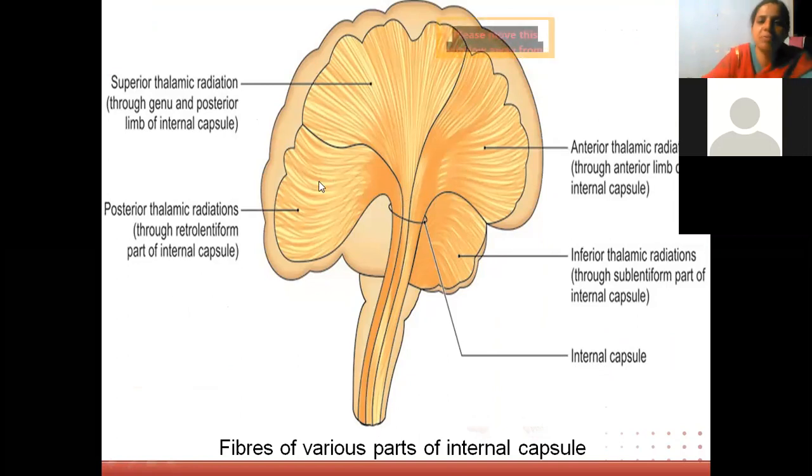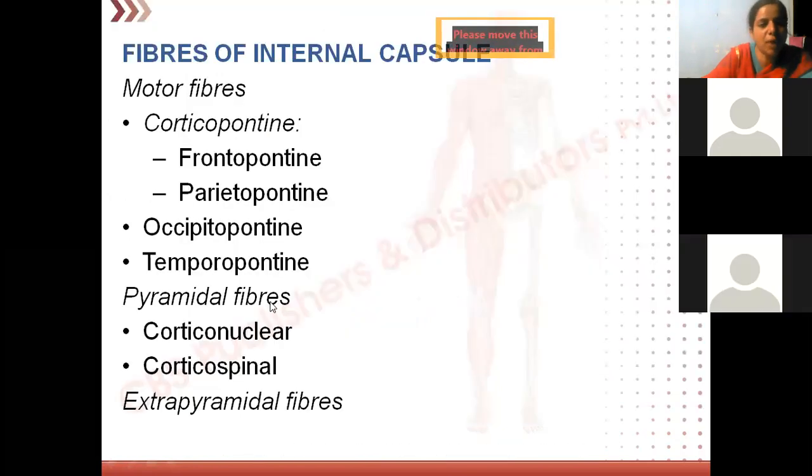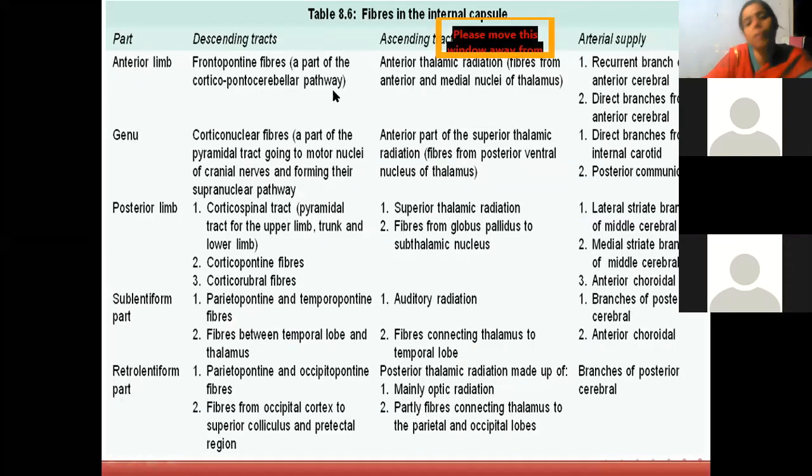Okay, so we have different tracts coming from different parts of the brain. I want all of you to read this from the Neuroanatomy Chaurasia book, where this table is given, or you can screen record my lecture, or take a photograph. See, in the anterior limb, what are the descending tracts we see? Frontopontine fibers and the corticopontocerebellar pathway. The ascending tracts here are the anterior thalamic radiation, from the anterior and medial nuclei of thalamus. The blood supply comes from the recurrent branch of the anterior cerebral artery, and a direct branch from the anterior cerebral. So in the anterior limb you see descending and ascending tracts.